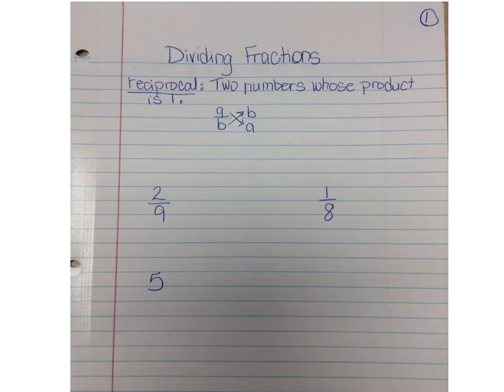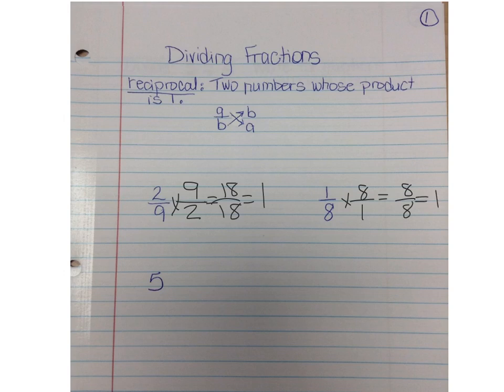So it's easier to show you with numbers. So let me show you with numbers. The reciprocal of 2 ninths is 9 halves. And when we multiply that together, we have 18 over 18, which is 1. The reciprocal of 1/8 is 8 over 1. So when you multiply those together, you have 8 over 8, which is 1.